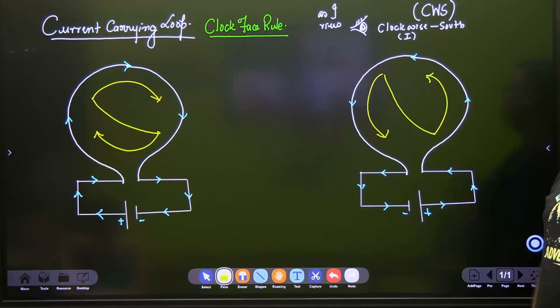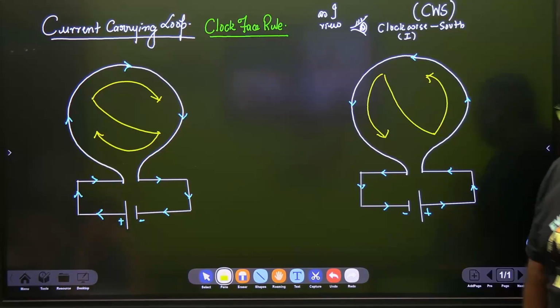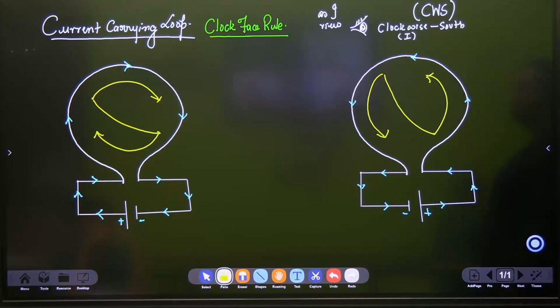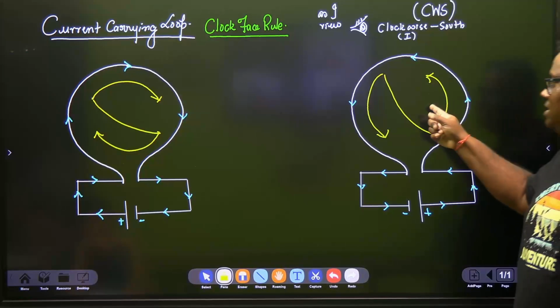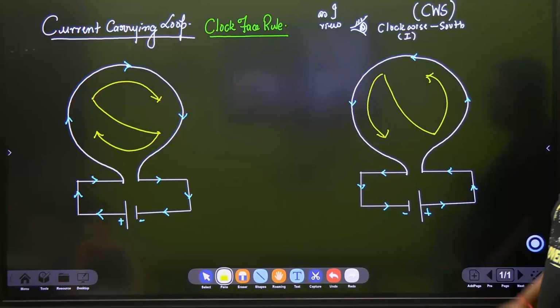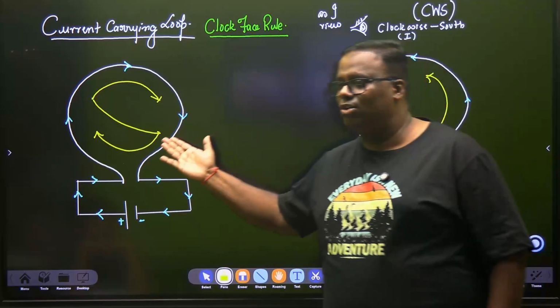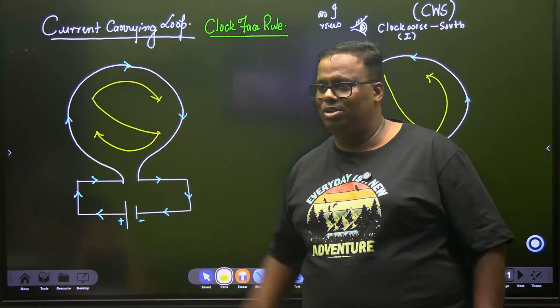If you view the current clockwise from your side, then the side facing you is a South Pole. And if you view the current anti-clockwise from your side, then the side facing you is a North Pole. In fact, if you understand properly, this is the reverse side of that, because if a magnet has a South Pole, it has to have a North Pole.